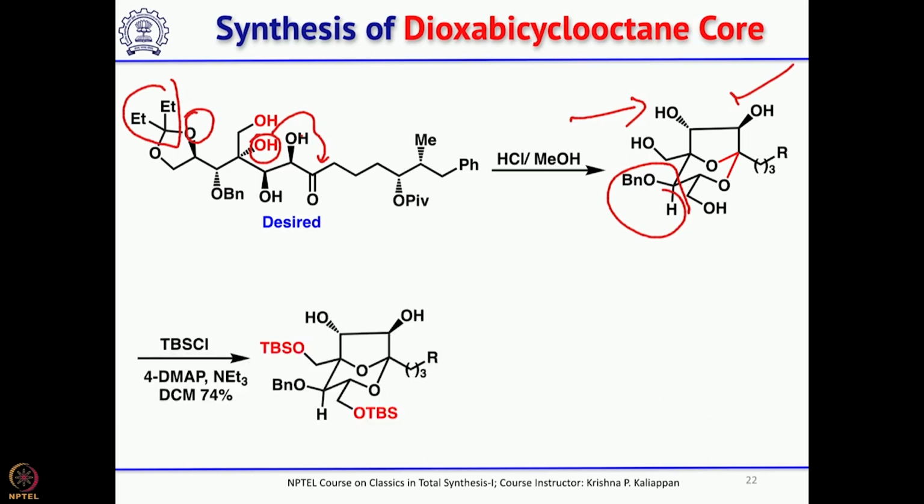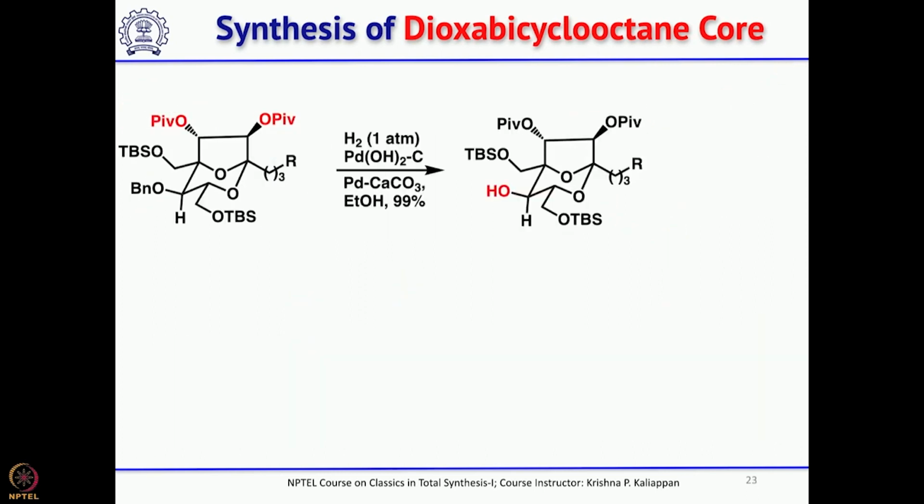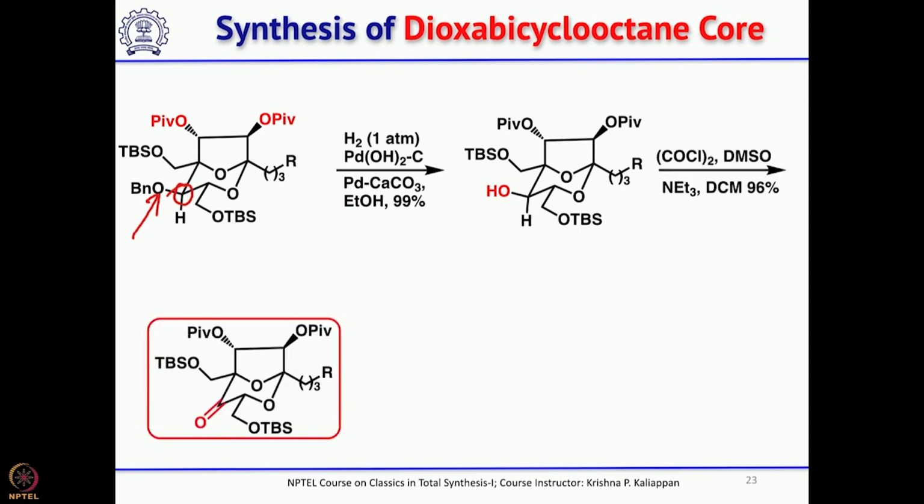So the free hydroxyls, that is the primary hydroxyls, this one and this one, were protected as TBS ethers by treating with TBS chloride and bases like triethylamine and 4-dimethylaminopyridine. Now the secondary hydroxyl groups here were protected as pivalate esters by treating with pivaloyl chloride and DMAP. Then the benzyl group should be removed so that one can think about homologating at this carbon. So the benzyl group upon hydrogenolysis was removed to get the alcohol. Swern oxidation gave the ketone.